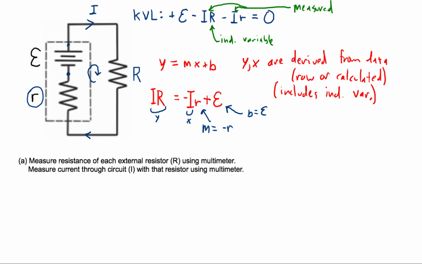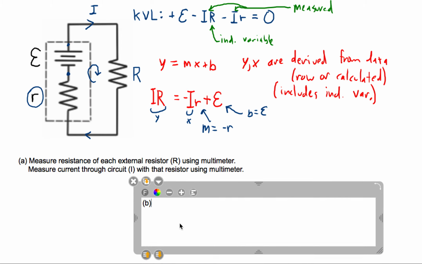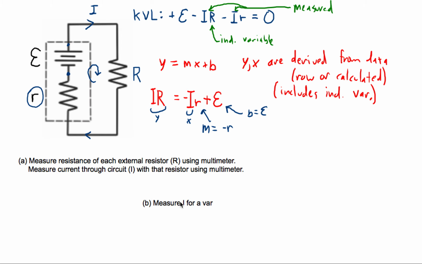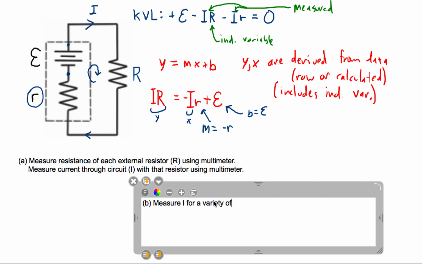And then for part B, we want the procedure used to determine the internal resistance of the battery. So what's going wrong here? For some reason, there we go. I'll just type this in here and worry later about placing it in the right spot. So B, the procedure used to determine the internal resistance of the battery: I measure I for a variety of values of R, external resistors.